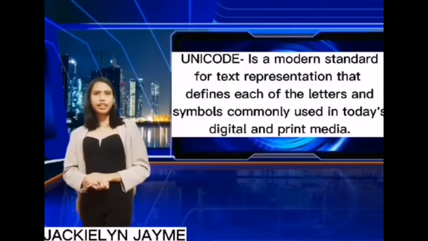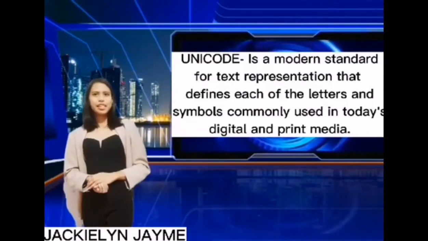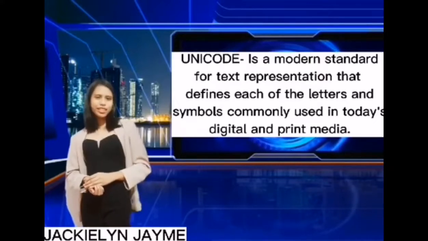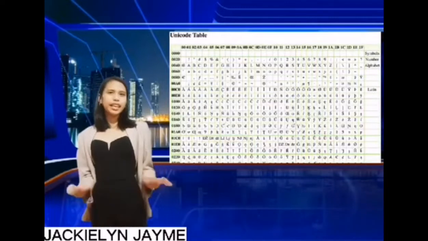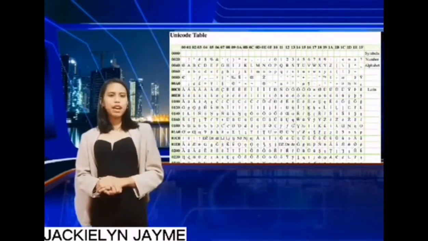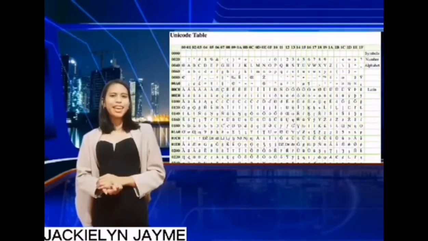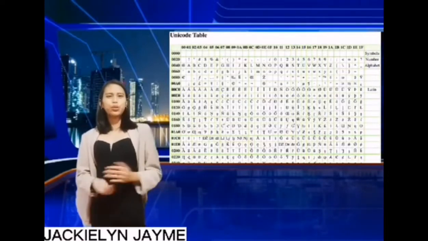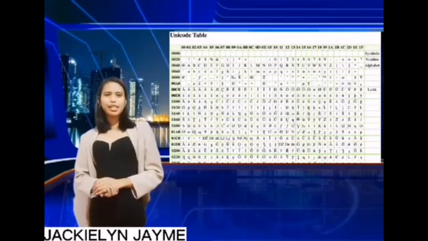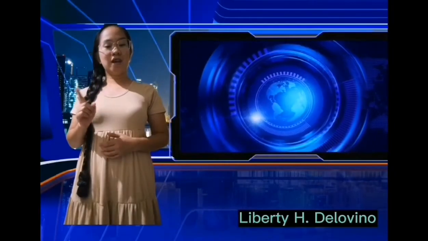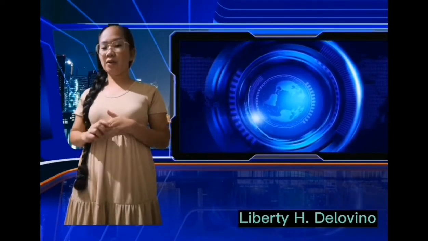Unicode is a modern standard for text representation that defines each letter and symbol commonly used in today's digital and print media. Unicode uses 16-bit codes. It can represent 65,536 characters. Unicode was developed to replace ASCII code. Unicode represents the characters of all languages in the world. That's all. Thank you.